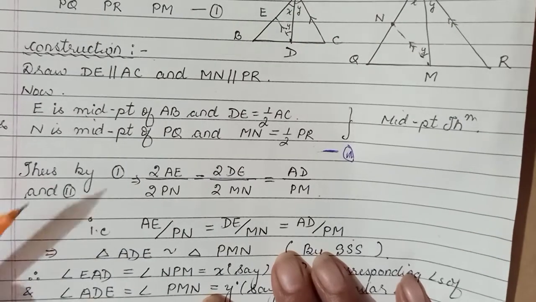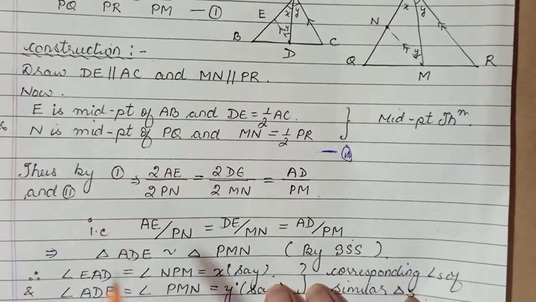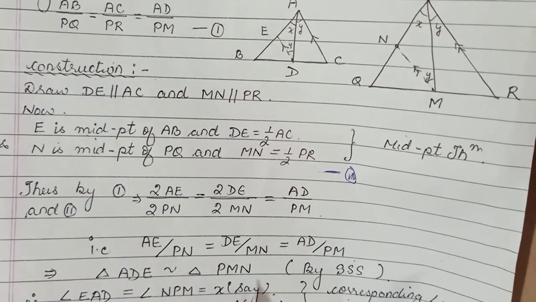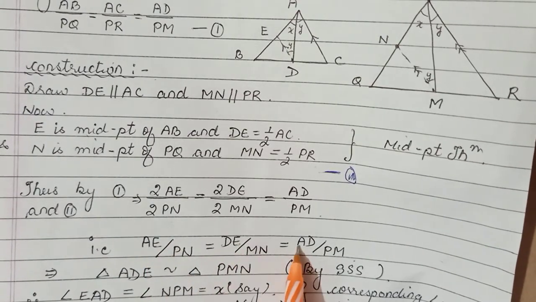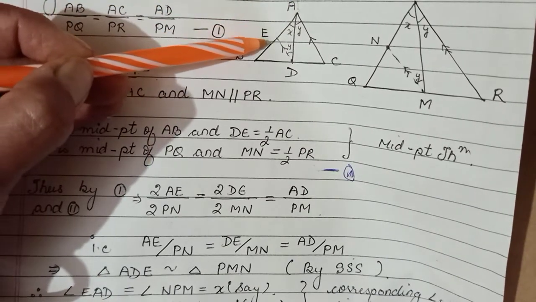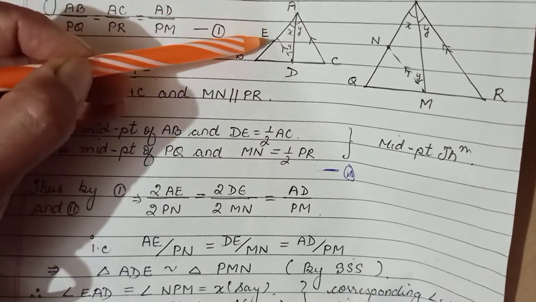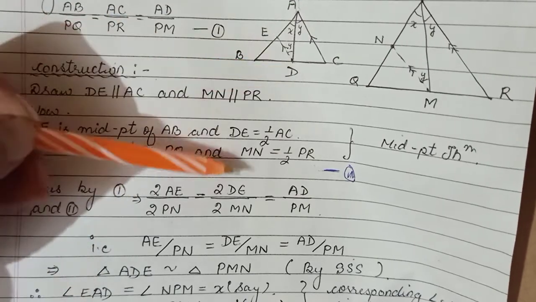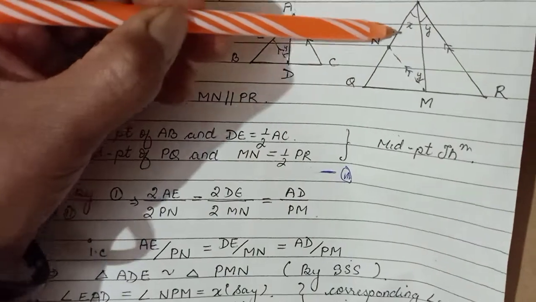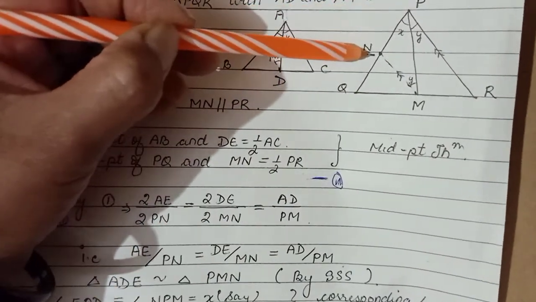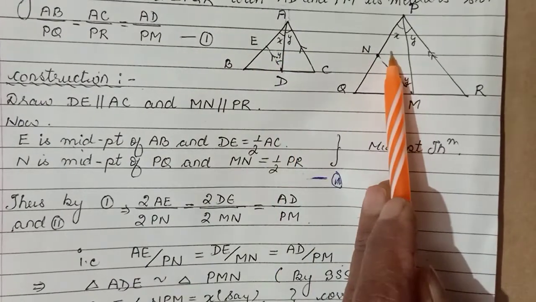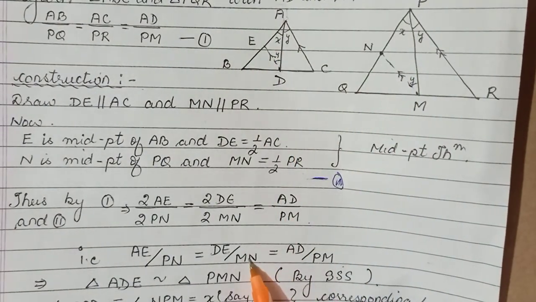Now what will happen next is 2 and 2, all this gets cancelled here, so we end up getting this proportion now. AE, DE, AD, AE, DE, AD. In the figure now you see, this is AE, DE and AD. ये three sides आ गई. And then PN, MN and PM here. PN, MN, PM. So ये जो छोटे triangles हैं यहाँ पे, these two, all three sides are in proportion.